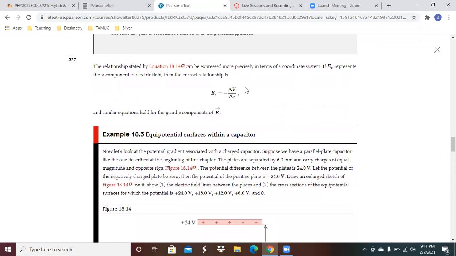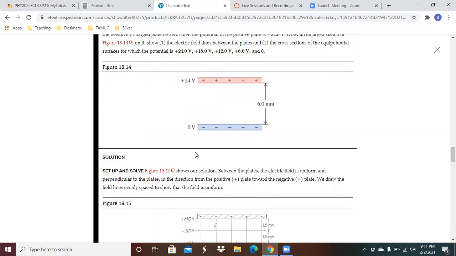If you want to split it up into components, then you could take delta V divided by delta X for the electric field in the X direction and do the same for the Y and the Z components.